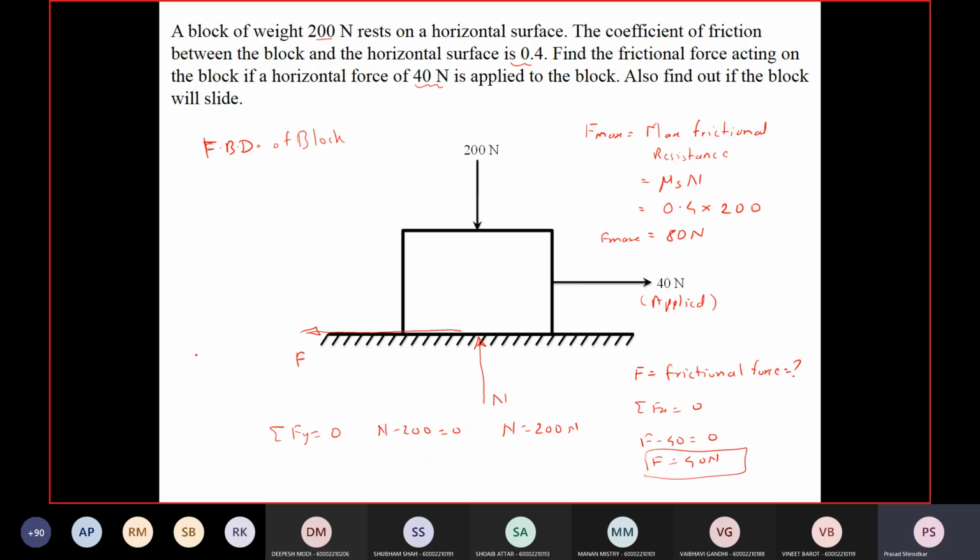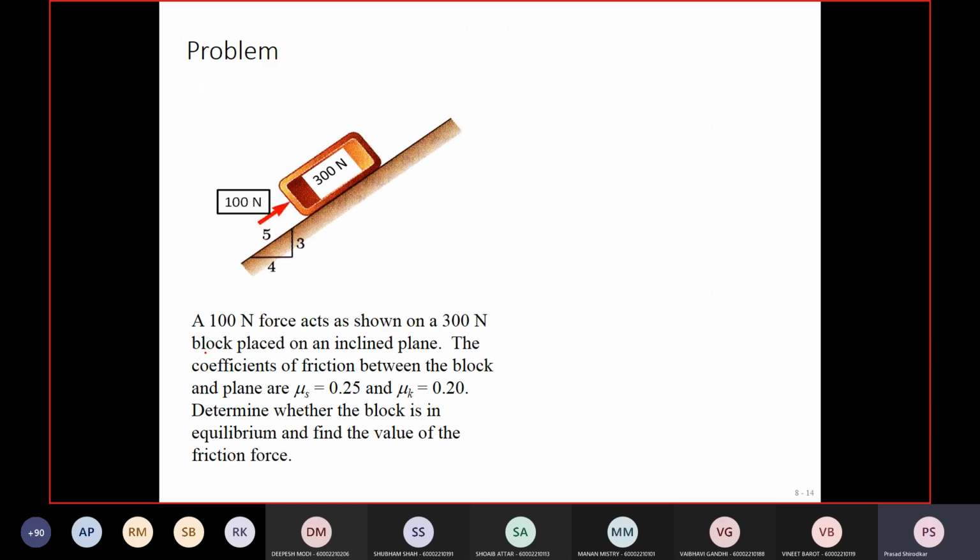All right, let's continue to the next question. So, a slightly more complex situation, not too complex. A 100 Newton force acts as shown on a 300 Newton block placed on an inclined plane. The coefficients of friction between the block and the plane are given: mu static is 0.25, mu kinetic is 0.2. Determine whether the block is in equilibrium and find the value of the frictional force.